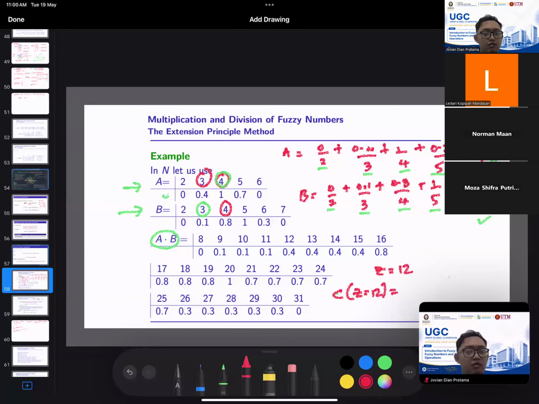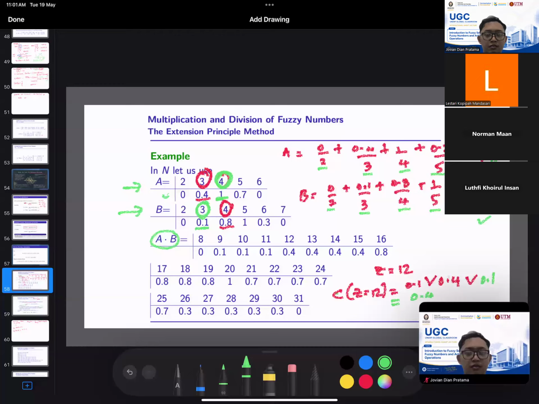Then the next value you need to choose 3 here. Okay, 3 and 4. So the fuzzy values are 0.4 and 0.8. Which one is the minimum? Minimum is 0.4. Then the other combination, the green color, this is 4 multiply with 3. So you need to choose either 1 or 0.1. Which one is the minimum? So the answer will be 0.1. So between these three combinations, you need to choose the maximum, which is 0.4. So the answer for the 12th one is 0.4.